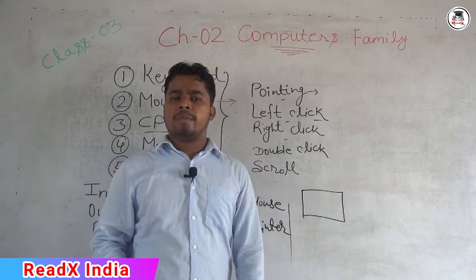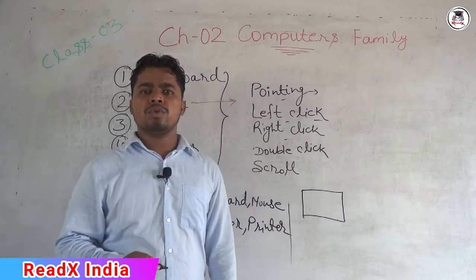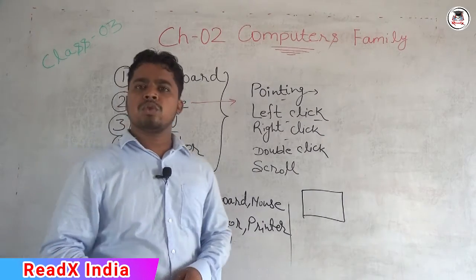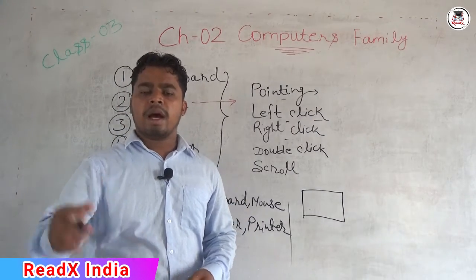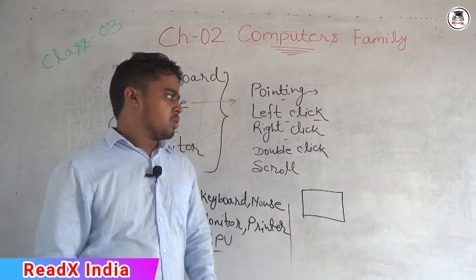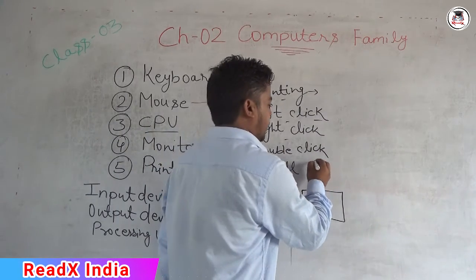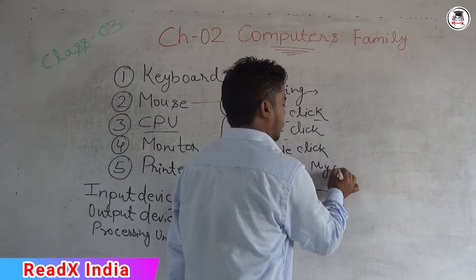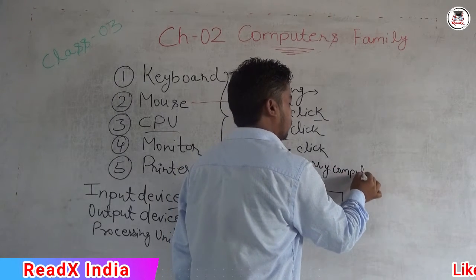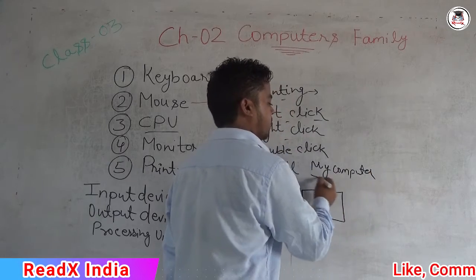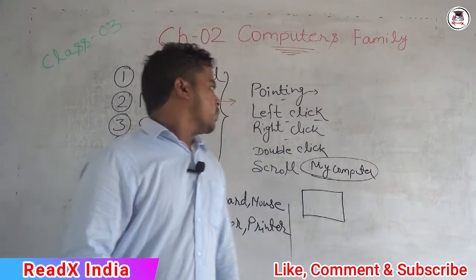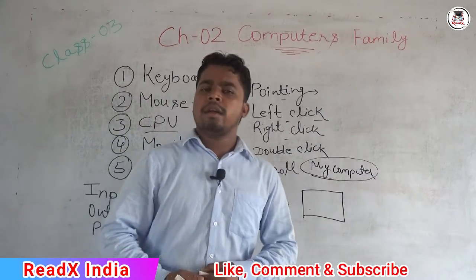Next one is left click. Basically, this is used to select. The left click is used to select some icons or folders. Suppose there is an icon on the desktop like My Computer and you want to select it, in that case you can use your left key. Similarly, right click.